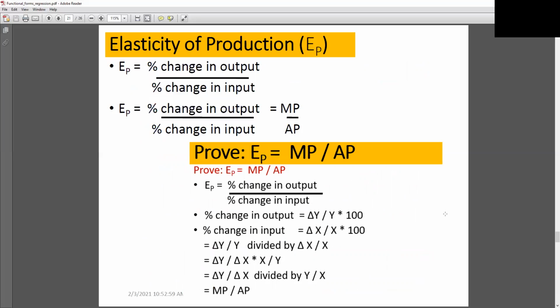That is nothing but percentage change in y to percentage change in x. So the percentage change in y is given by delta y upon y into 100. Similarly, the percentage change in x is given by delta x upon x into 100. When you put that in the form of an equation, after further processing, you will be getting delta y upon delta x into x by y, the formula which we saw in the previous slide. So this is your elasticity of production.